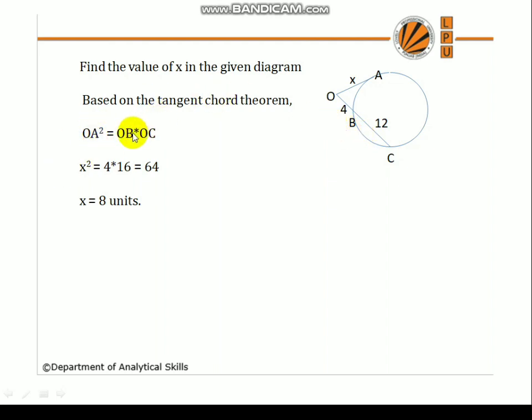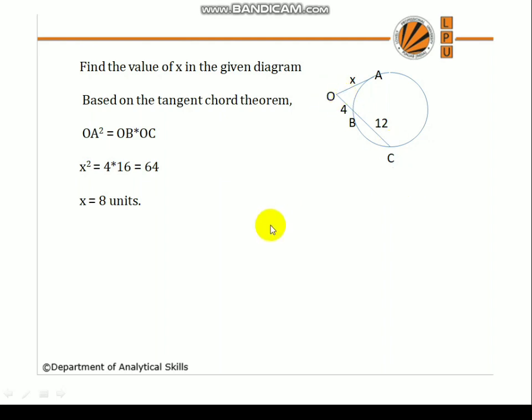OA square is equal to OB into OC. Now we need to find the value of X in this. What is X? OA. What is OB? 4. What is OC? 4 plus 12, 16. Therefore, X square is equal to 4 into 16, which is 64. If X square is equal to 64, then X is equal to 8 units. Remember, the property or the theorem is very simple. Square of the tangent equals the product of OB into OC.